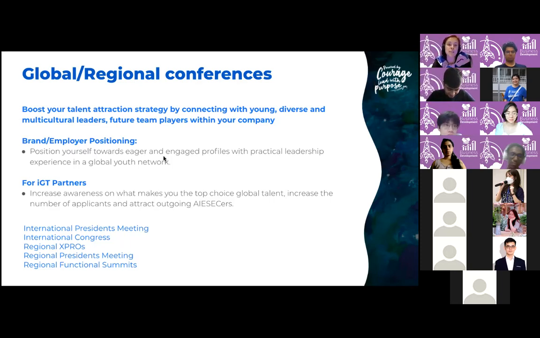So in general, from one hand, what you could sell and propose to your national prospect is the conferences. You have, from one side, of course, employer branding positioning, and also the global reach, for example, if they want to have a digital campaign with a different reach than only national. On the other side, there is a part of IGT and in general, expanding the global talent opportunity and the acquisition that are in your country and in other countries. And then, of course, conferences that you could also propose and sell, like the IPM, the International Presidency Meeting happening in February, then the International Congress that is happening in July, August, and also the Expros and the Regional President Summit and Functional Summit.